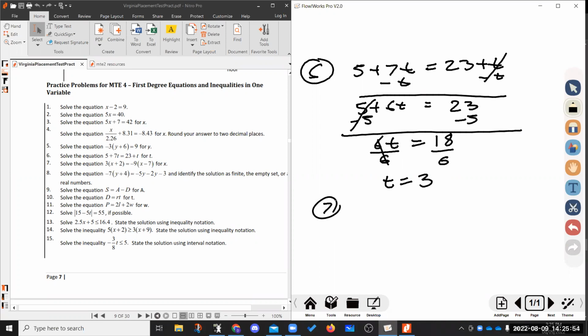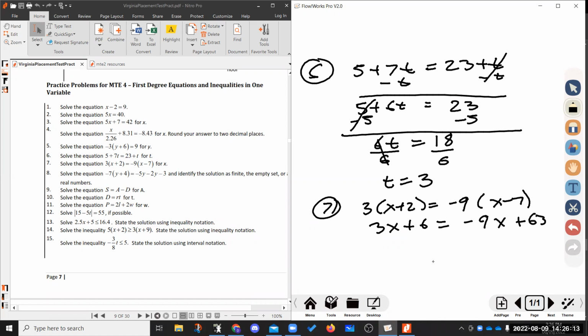Number 7 asked me to solve the equation 3 times the quantity x plus 2 is equal to negative 9 times the quantity x minus 7. So we're going to have to distribute and simplify both sides of the equation first. 3x plus 6 is equal to negative 9x plus 63. I'm going to add 9x to both sides because I want to put my x's on the left-hand side. 12x plus 6 is equal to a positive 63.